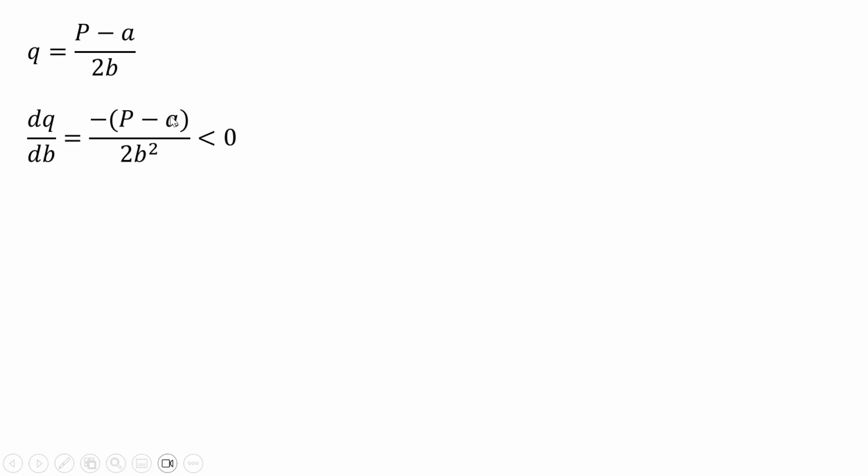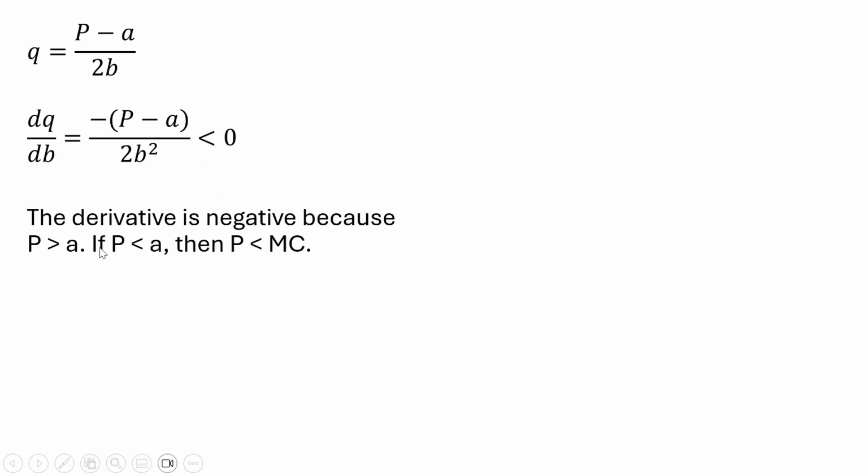We want to show how an increase in parameter B here affects the firm's output decision. We can do that by taking the derivative of this equation with respect to B. So following the quotient rule, we're going to get this result. And this derivative result is less than 0. It's negative. So the derivative is negative.